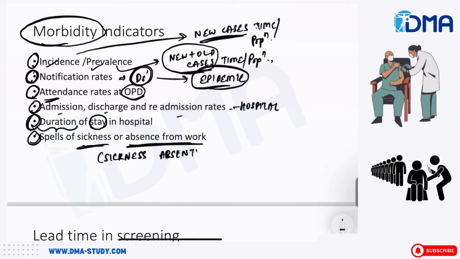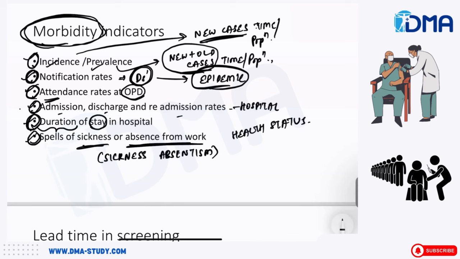So what I'm trying to say is that based on all these six factors, six indicators, we can say the health status of a community. So all these are morbidity indicators. Mortality is death. Morbidity is disease. Fine. Mortality means death. Morbidity means diseased.